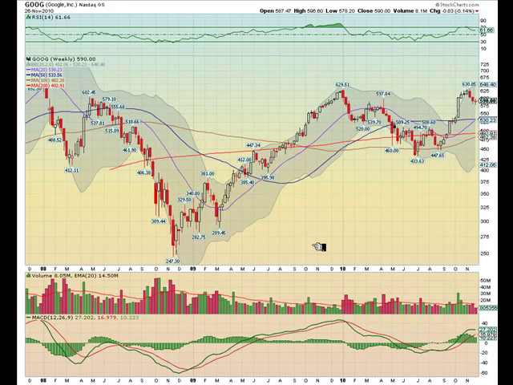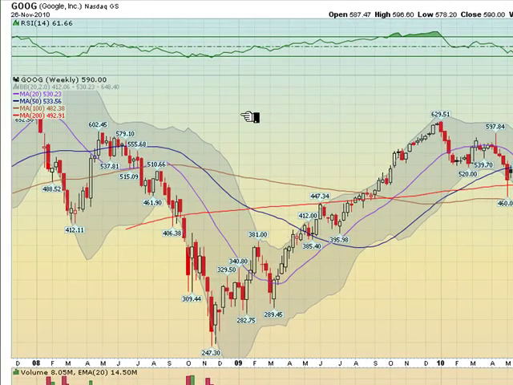Today we're looking at GOOG, which is Google, for November 26, 2010. We're looking at a 3-year chart. Each candle is 1 week in trading length. And we can see after we had a low here of $247.30, we had a very nice rally upwards.